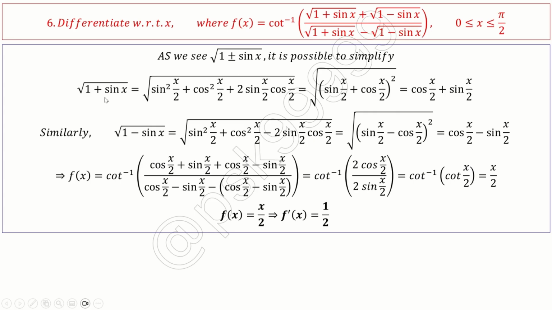So you look at this one. Square root of 1 plus sin x, I will write as square root of sin square x by 2 plus cos square x by 2 plus 2 times sin x by 2 cos x by 2, which is nothing but square root of (sin x by 2 plus cos x by 2) whole square, that is cos x by 2 plus sin x by 2. Similarly, square root of 1 minus sin x, I will write as cos x by 2 minus sin x by 2. So my whole expression is simply cot inverse of cot x by 2, which is nothing but x by 2. My whole expression, f of x, is nothing but x by 2. So f dash x is 1 by 2. You need to apply your trigonometric and other functional knowledge to solve the differentiation easily.